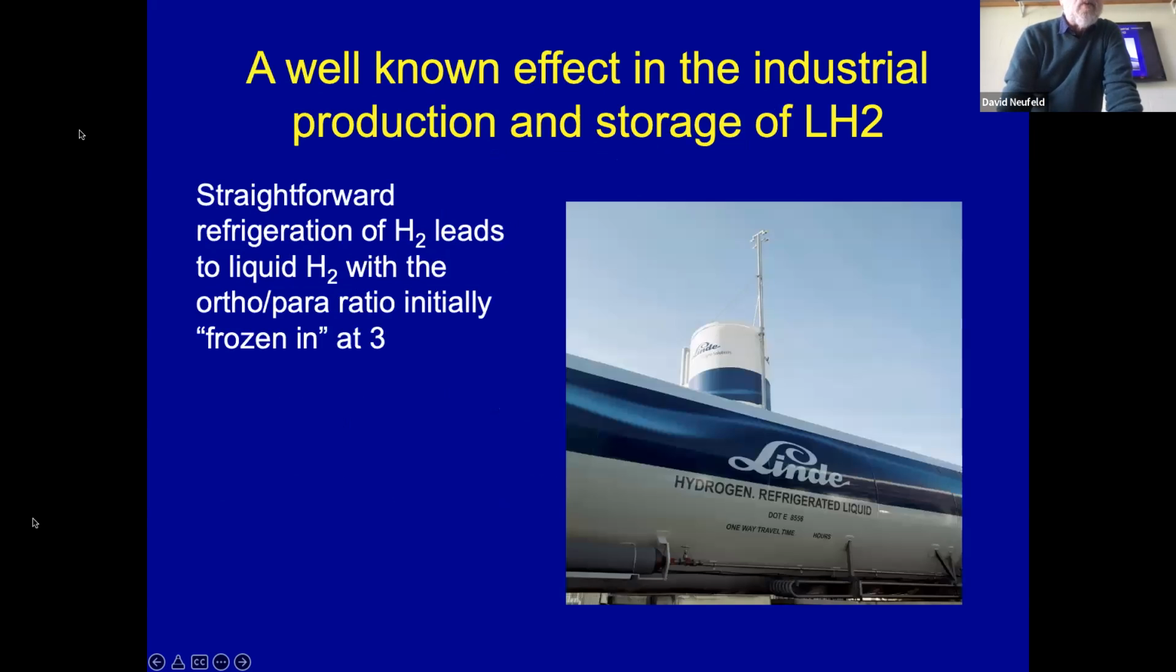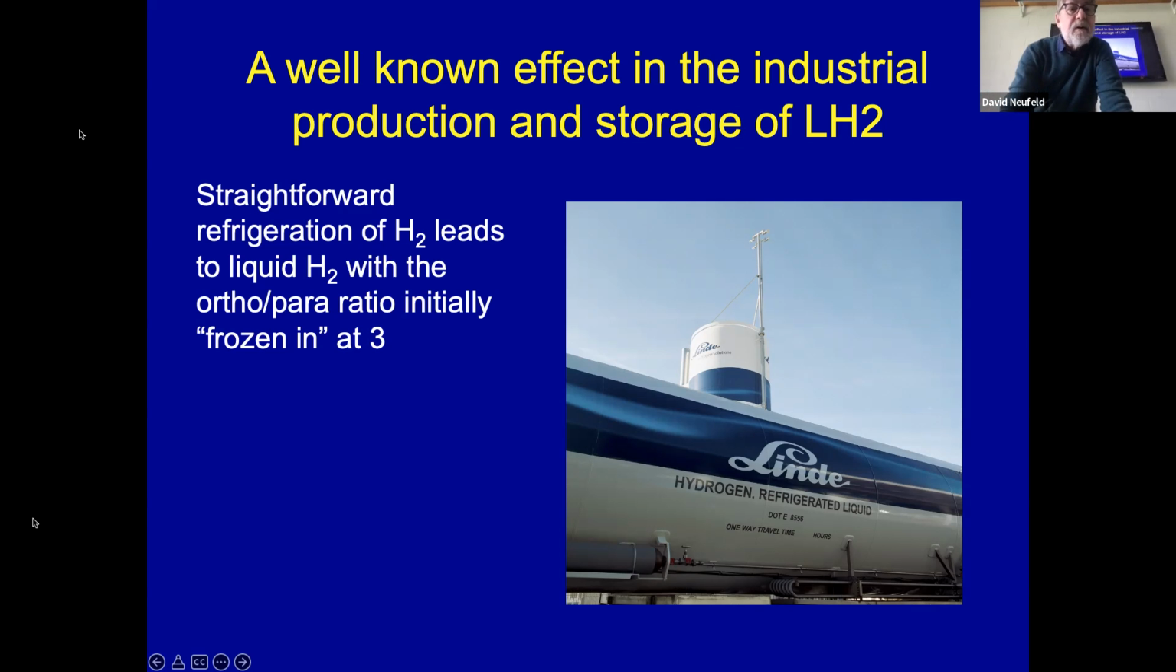And actually, this is a well-known effect that I hadn't known about myself until I started studying this astrophysically, but it's well known in the production and storage of liquid hydrogen. So you might think it would be fairly straightforward to produce liquid hydrogen. You would just refrigerate gaseous hydrogen and cool it down to 20 Kelvin. But the problem is that if you do that, there's not enough time for this very slow conversion from ortho to para H2 to take place.